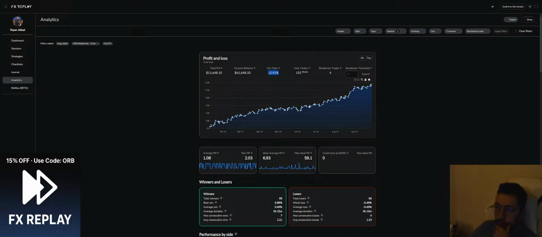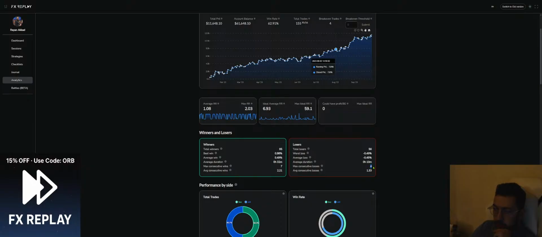okay, 63% win rate, 155 trades. Look at the equity curve, it's just so clean. It's just so damn clean. And that's what you need. You need to have something like this. And we have 4 lose streak and 7 win streak so far, which is very good. 1 to 1 is the break even. Max RR is 2R.